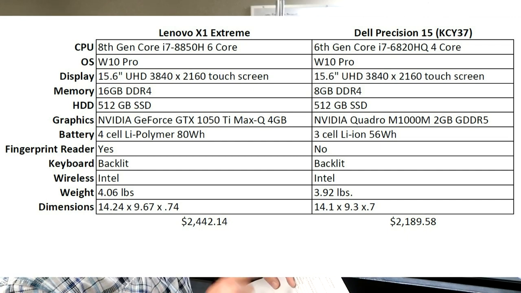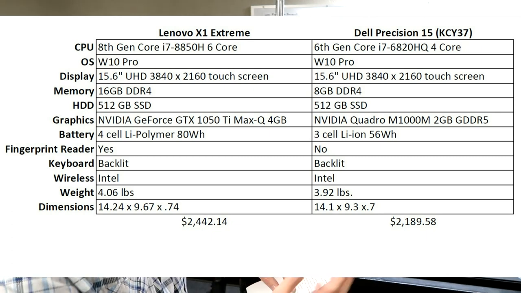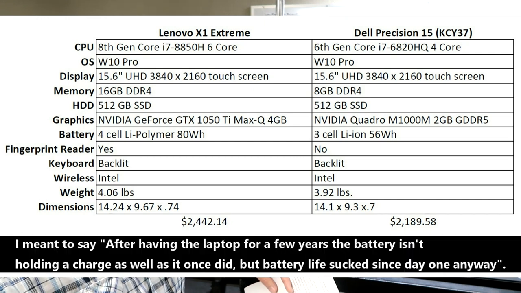On the Lenovo, it's a 4-cell lithium polymer 80-watt-hour battery. On the Dell, it's a 3-cell lithium ion 56-watt-hour battery. So there's a major difference in battery size. Supposedly, the Extreme has a really good battery life. The Precision's battery life was pretty sucky from day one. It didn't really get better. In fact, now it dies pretty quick after just a few years of use. I think the battery is going to have to be replaced in my old laptop.